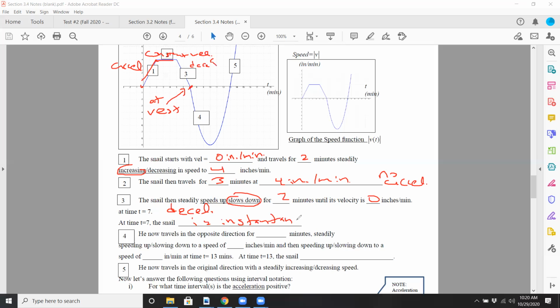Because remember, the velocity is the instantaneous rate of change of position. Then all of a sudden, it turns around. It travels in the opposite direction for 6 minutes steadily. So at rest, then turns around, and it's going in the opposite direction. And steadily actually speeding up, believe it or not. Even though the velocity is negative, it is speeding up to about 9 inches per minute.